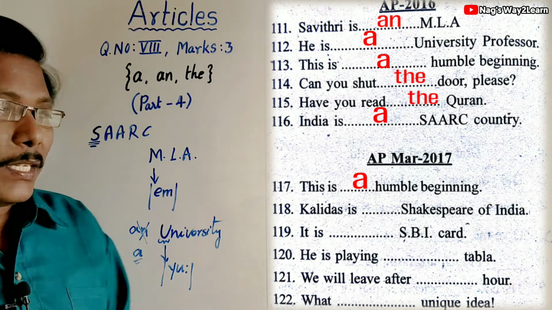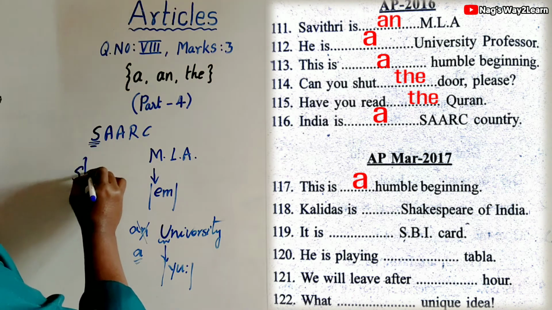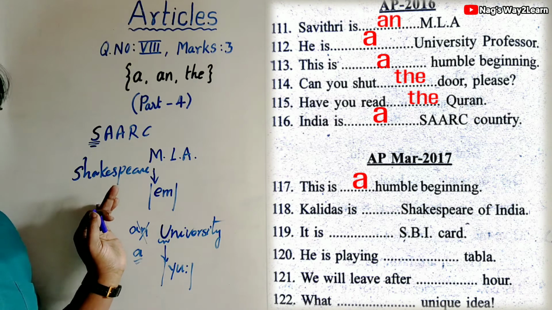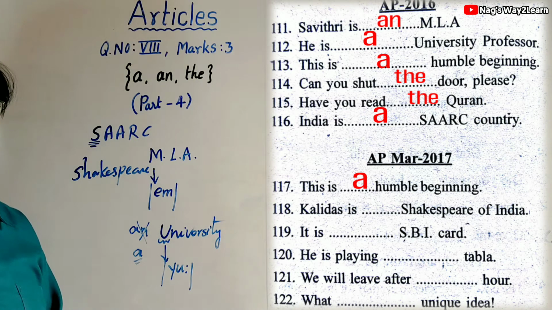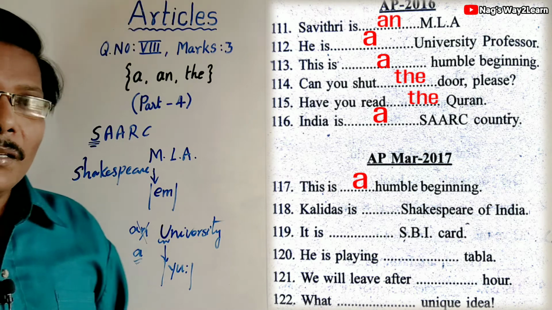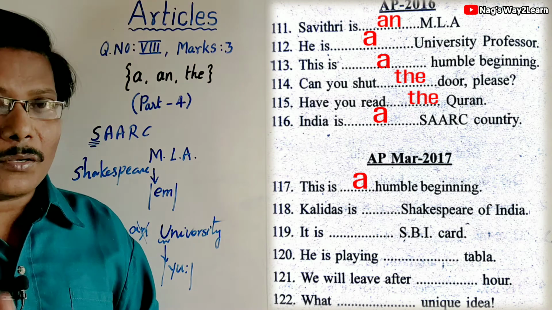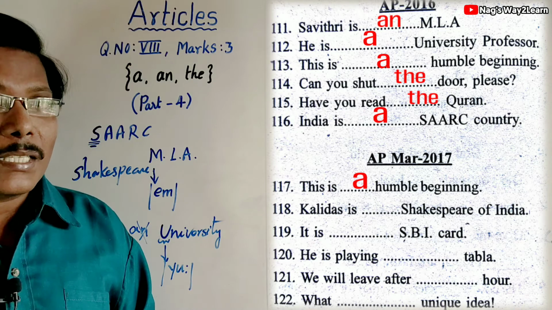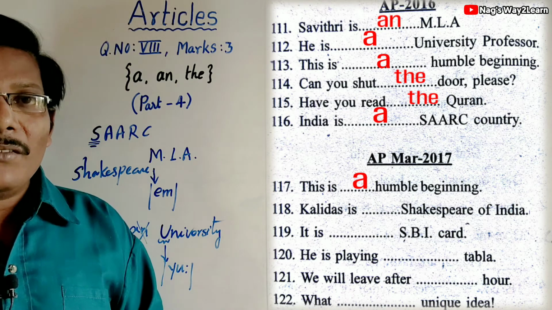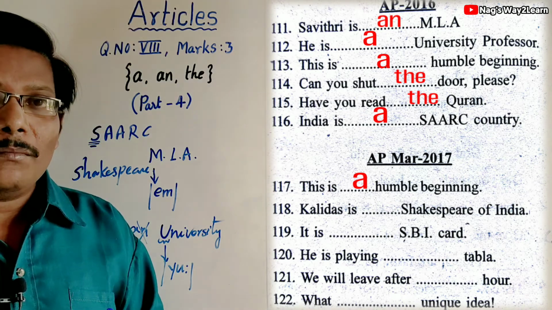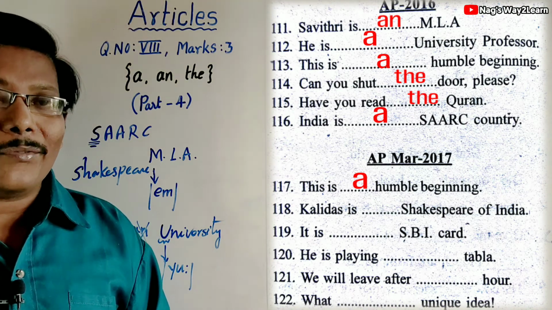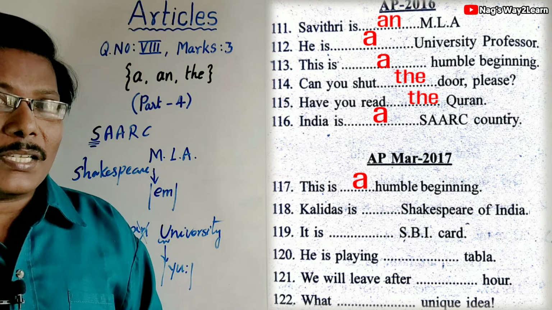Here Shakespeare is the name of a person. And I already told you that the names of persons are called proper nouns, and usually there should not be any article before a proper noun. That means we should not say a Shakespeare or an Shakespeare or the Shakespeare. But whenever we are comparing one person with another person, I mean one proper noun with another proper noun, we have to use the definite article the.